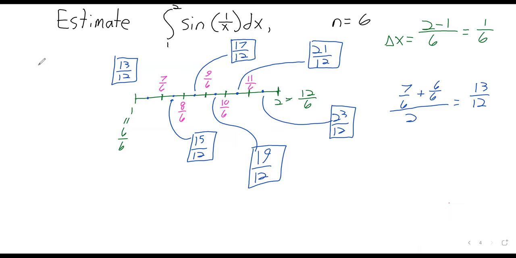7, 8, 9, 10, 11, 12, 13 over 6 divided by 2 is 13 over 12. Then 7 and 8, 15 over 12. Oh no, I do like this. My mind is throwing up error messages that are not real. Now that I think about it, this is absolutely what I was expecting. So we have these numbers. We have this delta x.